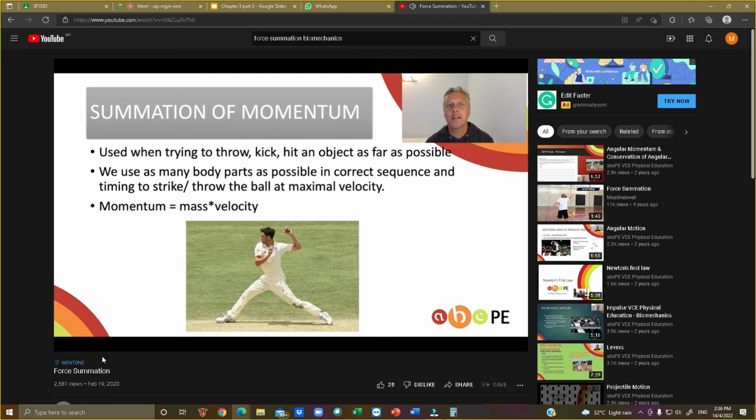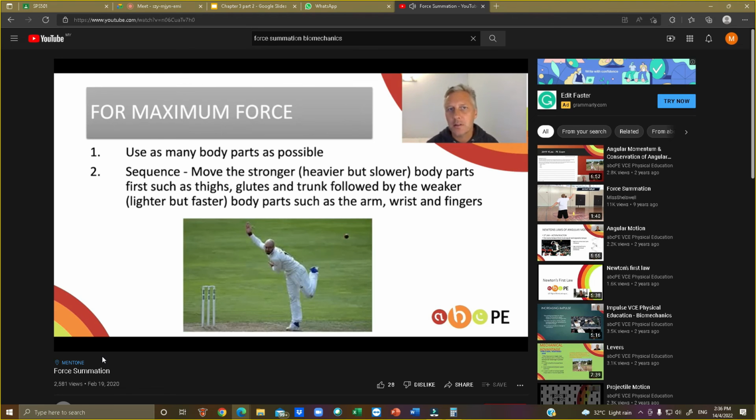One thing to keep in mind here as we go through is that momentum is mass times velocity. I will come back to that point shortly. So for maximum force, there are 4 things that I need you to remember when we're summating forces. The first and possibly most important is that we want to try and use as many body parts as we possibly can. The second is we want to move those body parts in sequence.